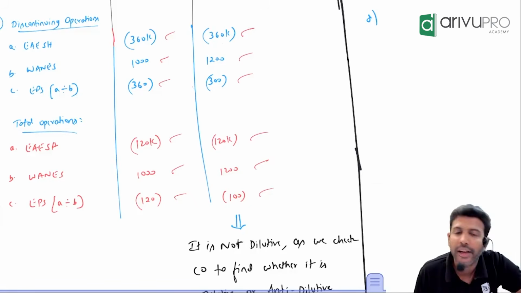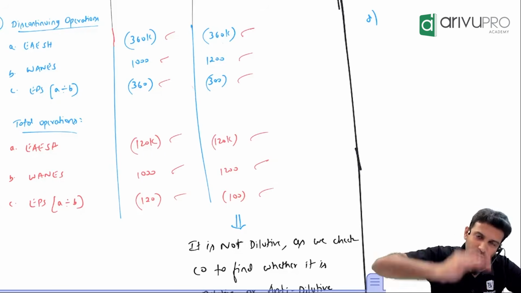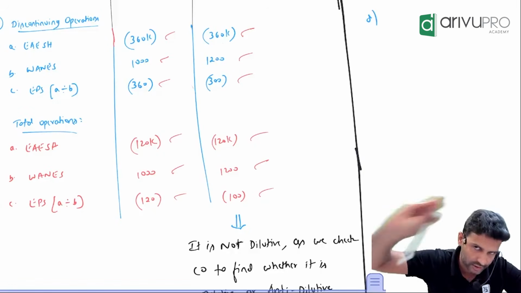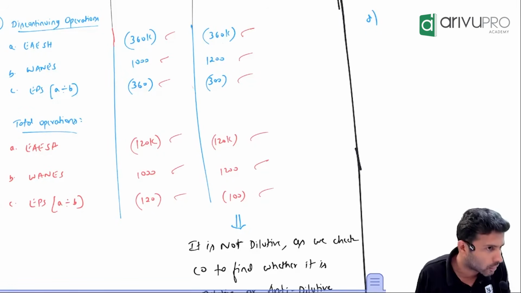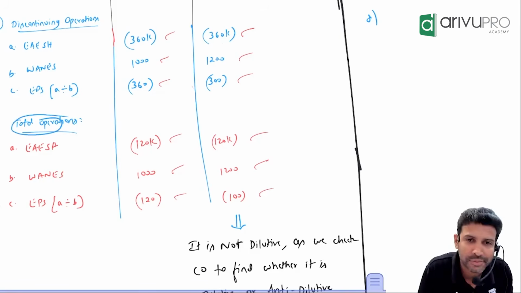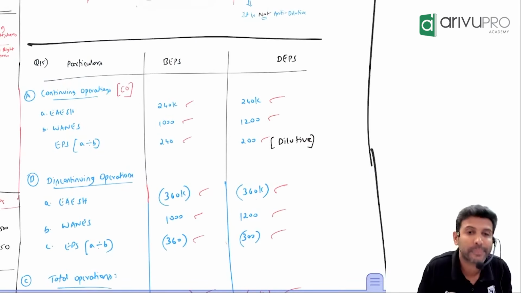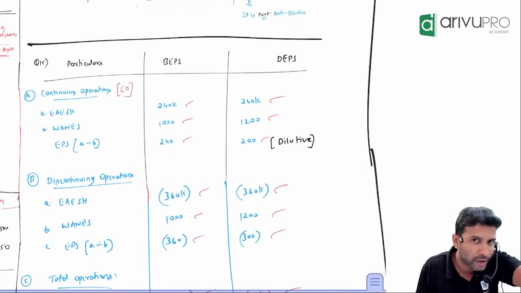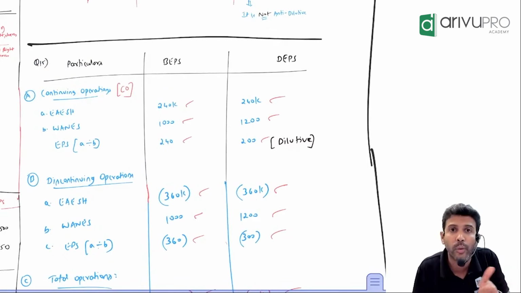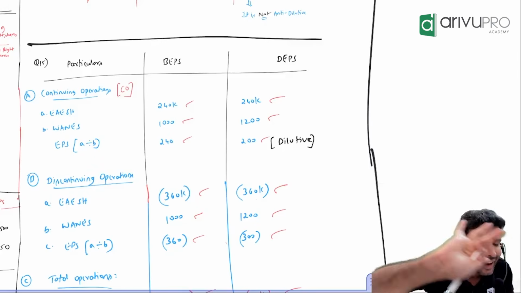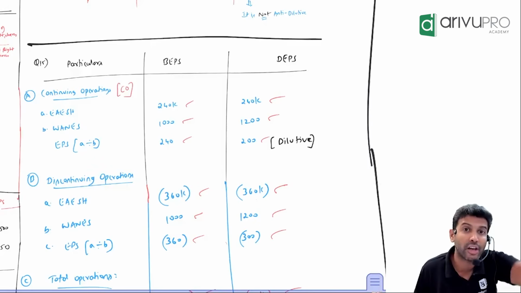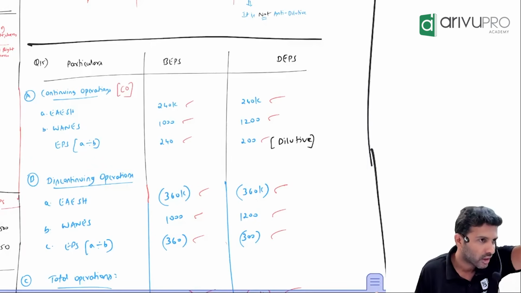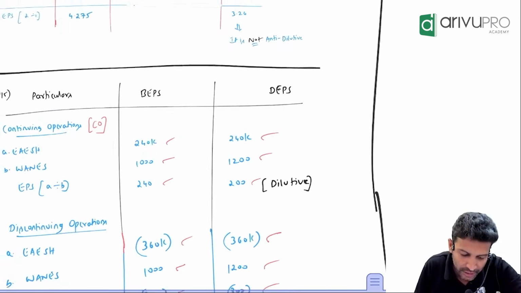But for that, there is another connecting provision. What AS 20 as well as CA final Ind AS 33 say, same provision, is that to check whether it is dilutive or anti-dilutive, we don't use total operations, we use continuing operations. We always check continuing operations data to find out whether an EPS is dilutive or anti-dilutive. So we don't take TO, we take what? CO. This we call control number.